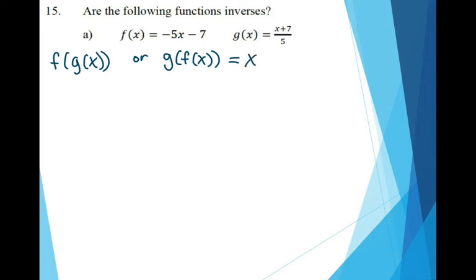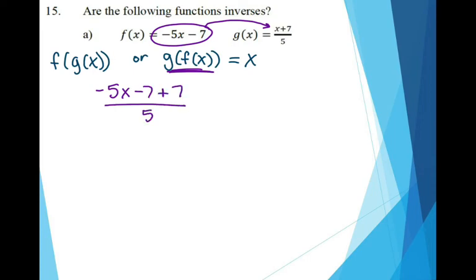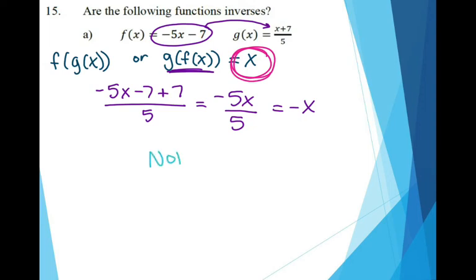So I'm going to take the composition. I'm going to do g of f of x, because that's just what I feel like doing. So I'm going to take my f of x and put it into my g of x. And let's see what happens. Instead of x, I'm going to put (negative 5x minus 7 plus 7) all over 5. And let's simplify this. Negative 5x minus 7 plus 7 gives me negative 5x over 5, which reduces to negative x. Our goal is to just get x, but we got a negative x. So that means that they are not inverses.